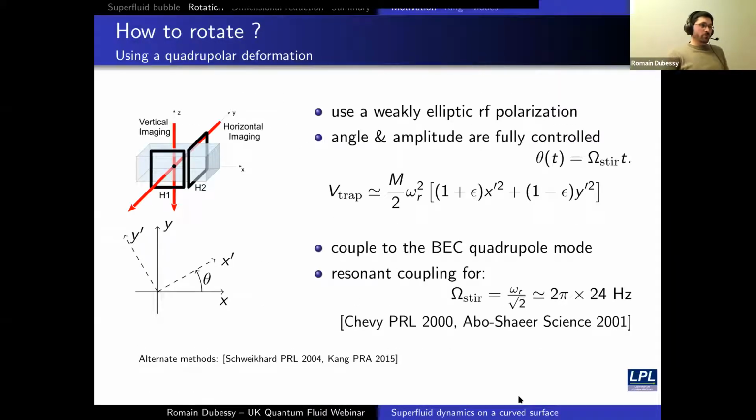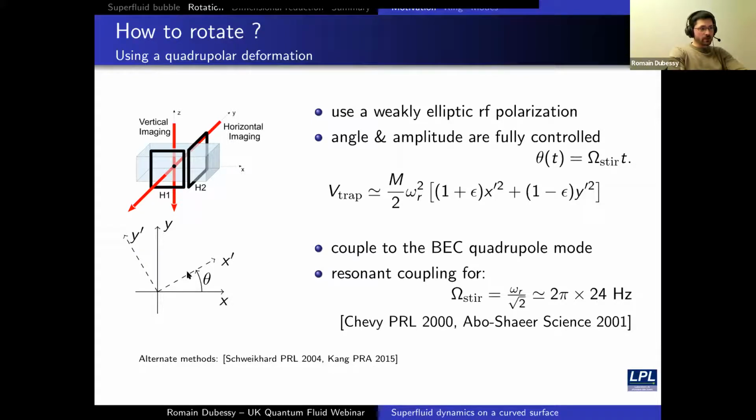So in our experiment, we use our control over the trap geometry to induce a slight anisotropy in the in-plane frequency. We start from a symmetric trap where both frequencies are equal, and we just introduce a small anisotropy between the X and Y axis, and we can choose also the direction at which this anisotropy is located.